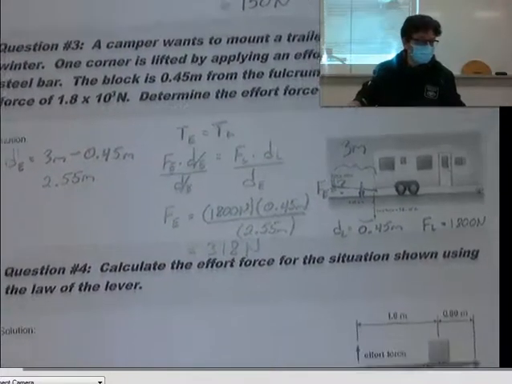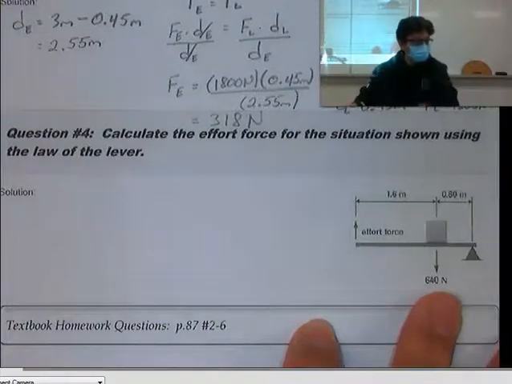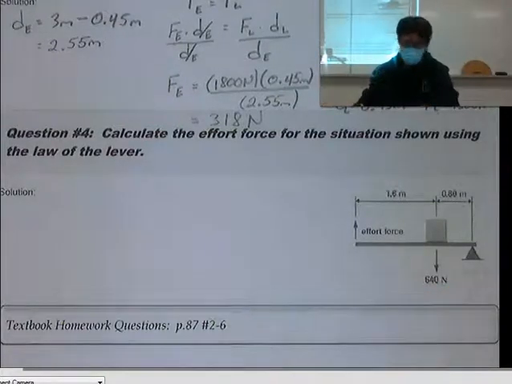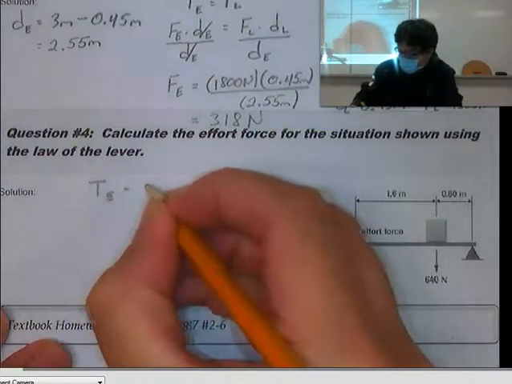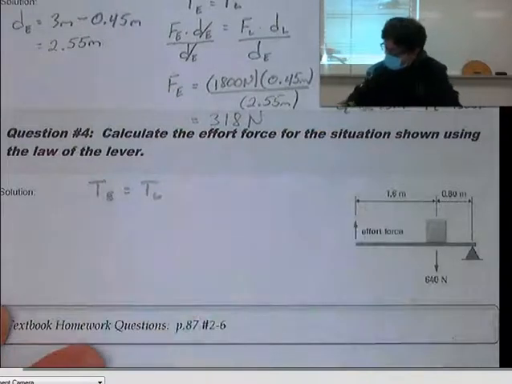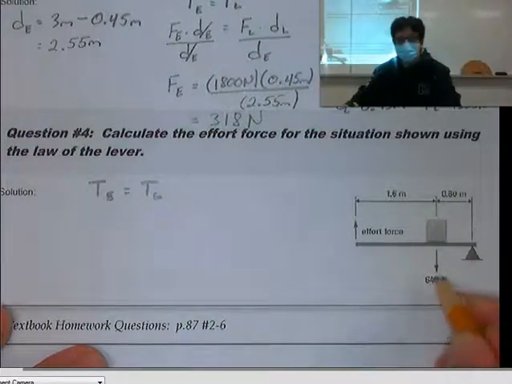All right, moving on to question 4. It says calculate the effort force for the situation shown using the law of the lever. The law of the lever is just when the torques are equal so that they're in static equilibrium. Here we have an effort force, here we have a load force, and here we have a fulcrum. Now the fulcrum's not in the middle. The load force is in the middle. So this is a second class lever.